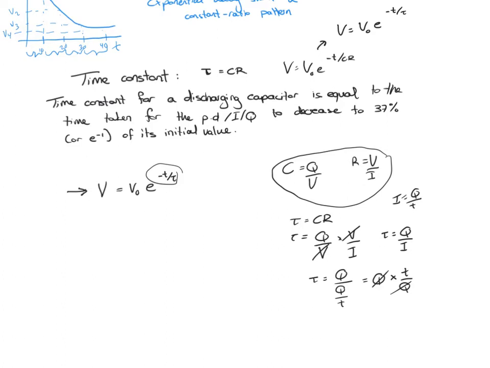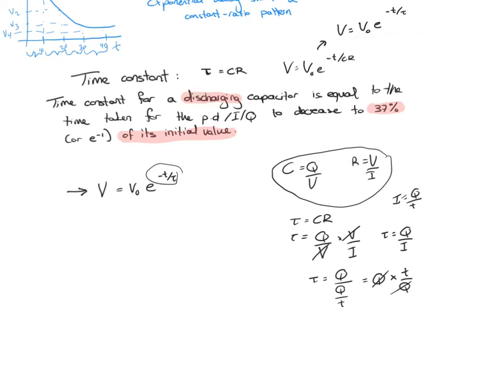But this is a general equation anyway. It could be for current, it could be for charge as well. It always cancels out because the unit of time is seconds. Now, the importance of the time constant. The time constant for a discharging capacitor, and this is very important because for a charging capacitor it's different, is equal to the time taken for the potential difference, current or charge to decrease to 37% of its initial value.